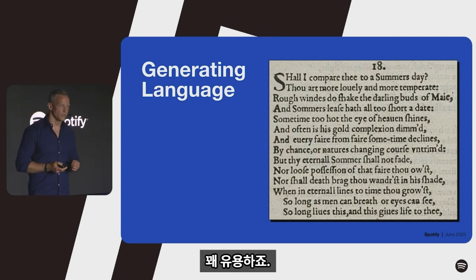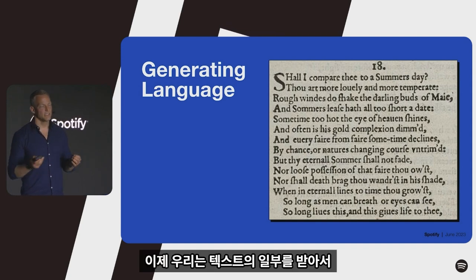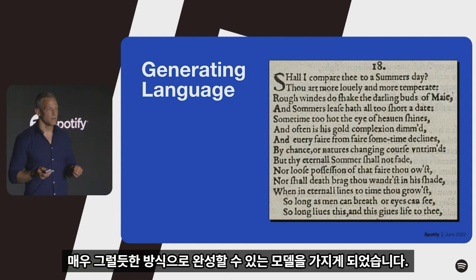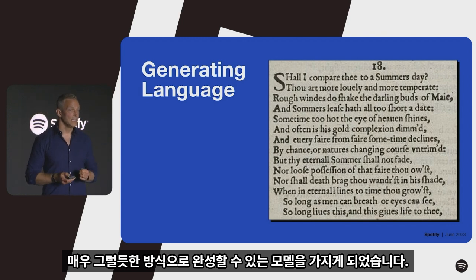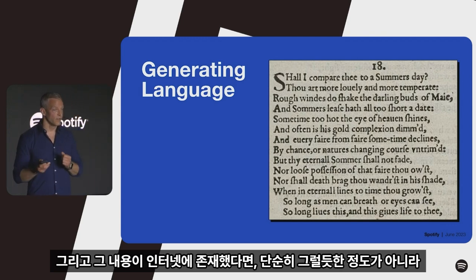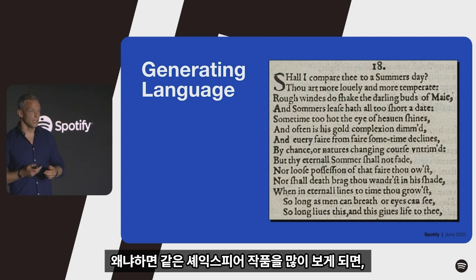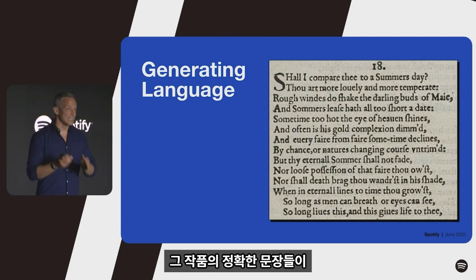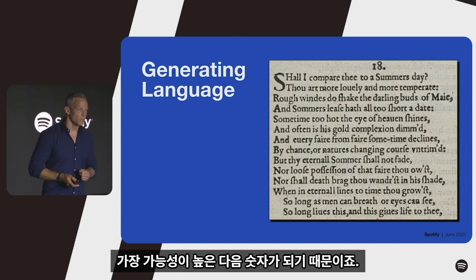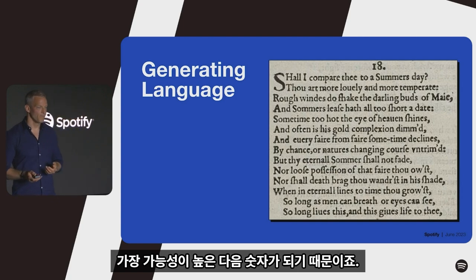So that's pretty useful. Now we have this thing that can take a piece of text and complete it with something very likely, often actually, if it existed on the internet, not just very likely, but even the exact same thing. Because if you see a lot of the same Shakespeare play, those exact words of the Shakespeare play are the most likely next numbers, right?